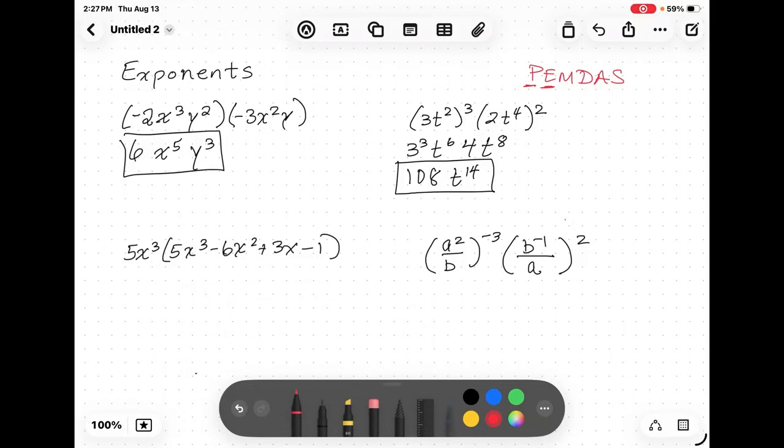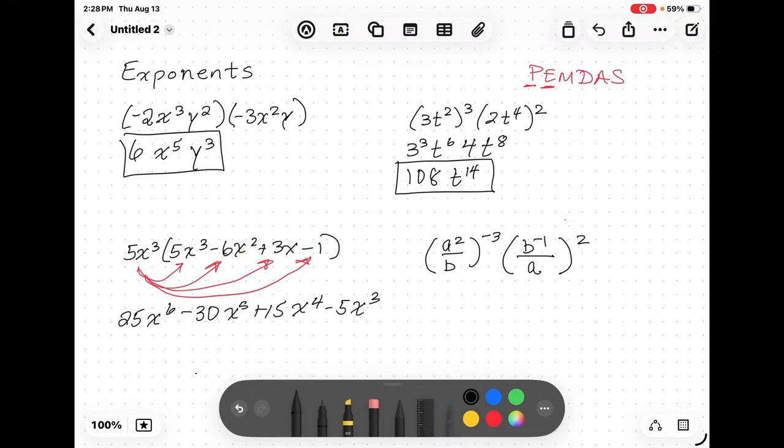I'm going to see if I can be pretty fluid in distributing this 5x cubed to here, to here, to here, and just keep distributing the 5x cubed, right? That'll give me 25x to the 6th. Remember, add the exponents. X cubed times x cubed is x to the 6th. Do not multiply the exponents. 5 times negative 6, that'll be minus 30. And then x to the 3rd times x squared will give me x to the 5th. Plus 15x to the 4th, minus 5x cubed.